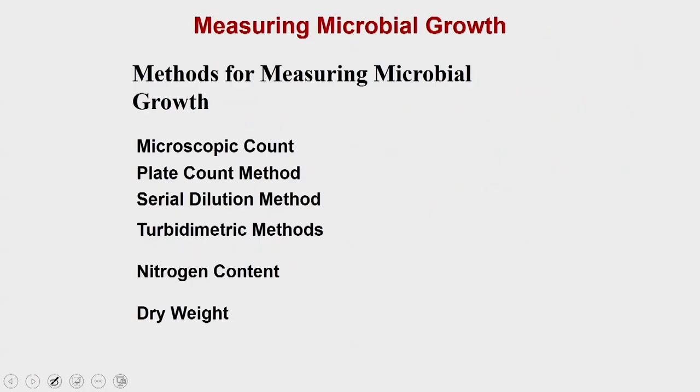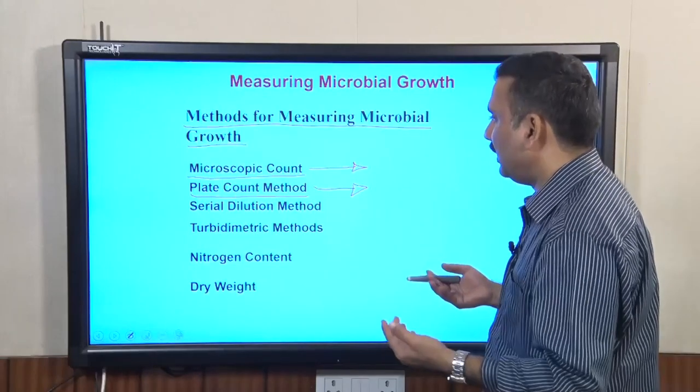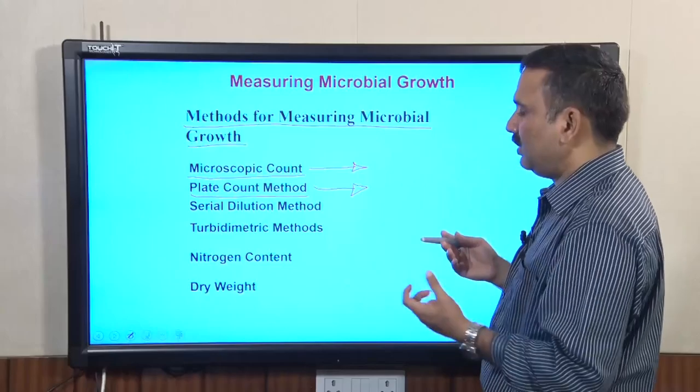You have different methods for measuring microbial growth. You have the microscopic methods, where you can use a microscope and a microscopic chamber to count the number of bacteria in a given area. Then you have the plate counting method. In plate counting, you plate the bacteria on a plate and count the number of colonies you are getting, and indirectly you can use a conversion factor to calculate the number of bacteria present in your given solution.